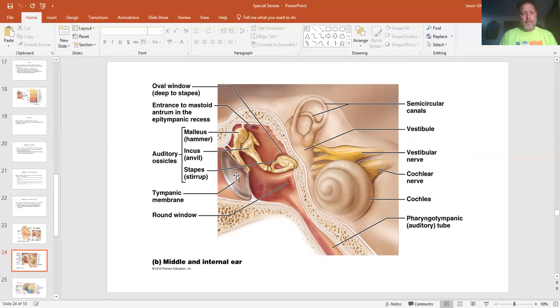Again, the tympanic membrane vibrates from the sound. It's going to move the bones. The bones are going to come over here and affect your semicircular canals and the cochlea, which are going to transmit impulses along the cochlear nerve, which is going to produce the sound.